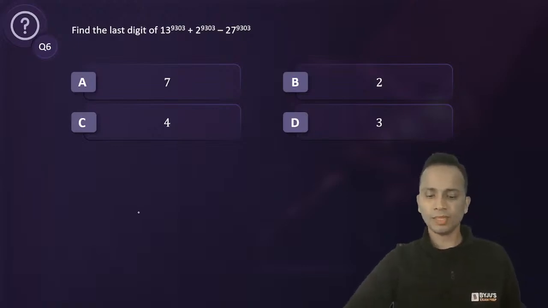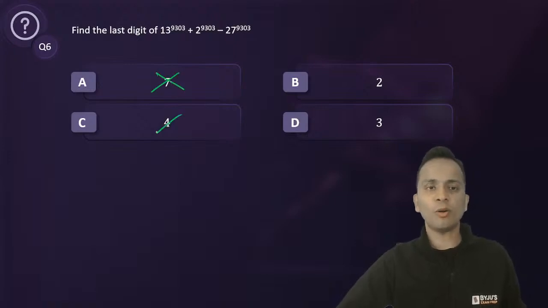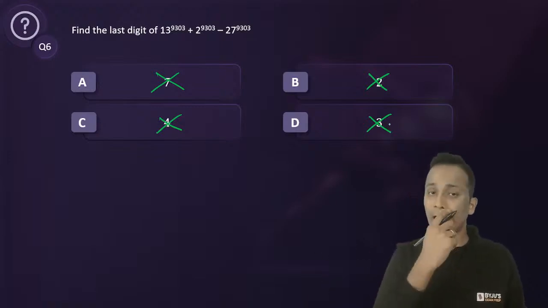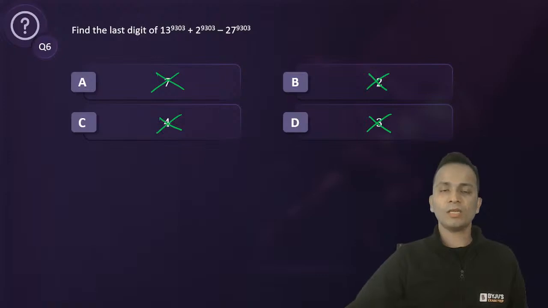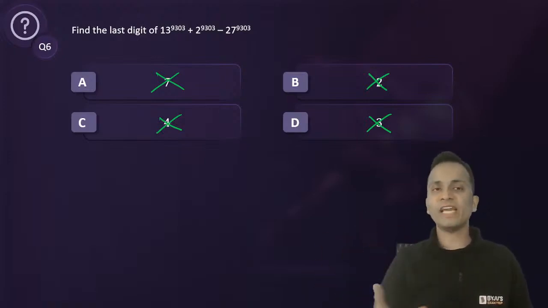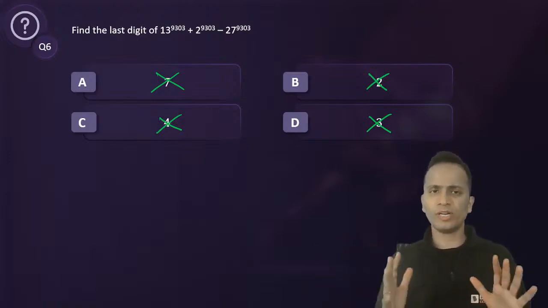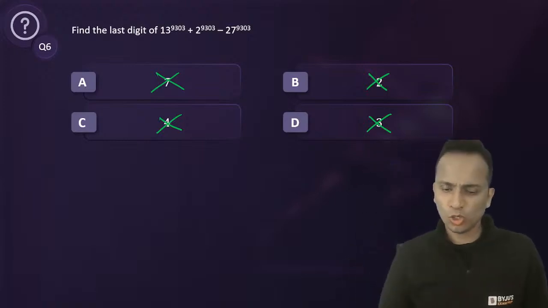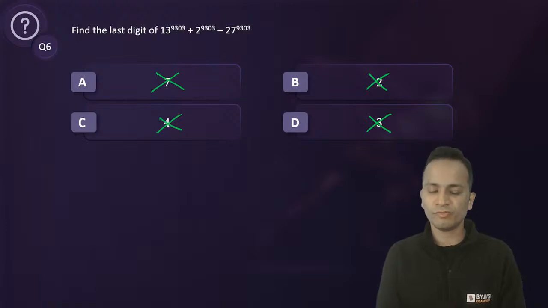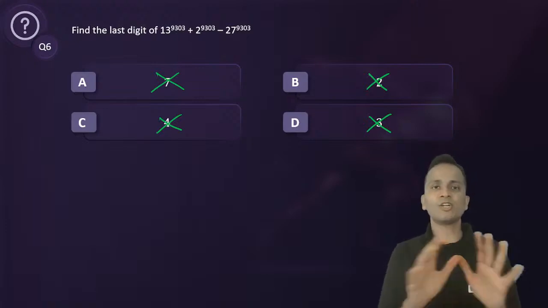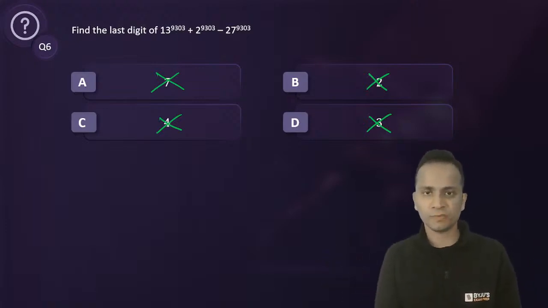Okay. I want all of you to ignore options. Please ignore options and write your answer in the form of a number. 2, 3, 4, 5, 6, 7, 8, whatever. So please ignore the options and write your answer in terms of a number. Options are not given for this question.